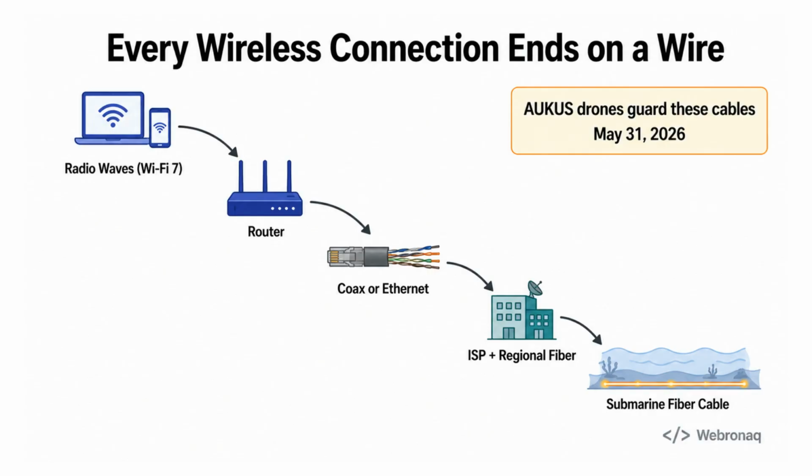Here is the key takeaway. There is no such thing as a purely wireless internet connection. Every Wi-Fi signal eventually lands on a physical wire. And those physical wires, especially the submarine ones, are the reason why governments are now deploying underwater drones to protect them. The AUKUS Pact, signed on May 31, 2026, is a direct response to this reality. Understanding how your data actually travels, from radio wave to router to ocean floor, is the foundation for understanding why that infrastructure is now considered one of the most critical systems on Earth.